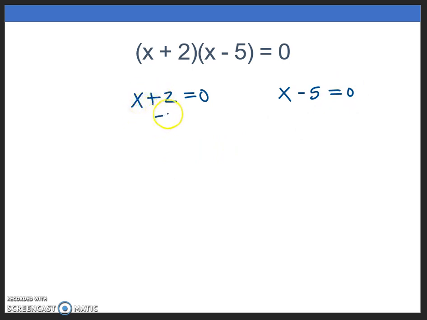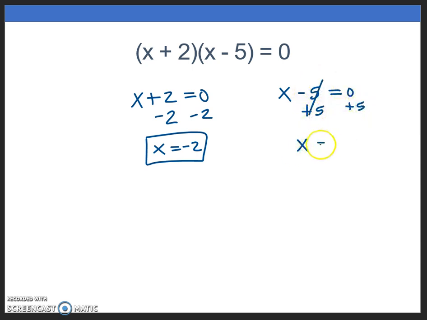In order to get x by itself, I'm going to subtract 2 on both sides, and I get x equals negative 2. Or on this side, I would have to add 5 on both sides to get x by itself, and I get x equals positive 5. These two values for x are the roots. These are the two values that we could have for x that are going to make this equation true. So both of these are correct answers. We'd say x is negative 2 and x could be 5.